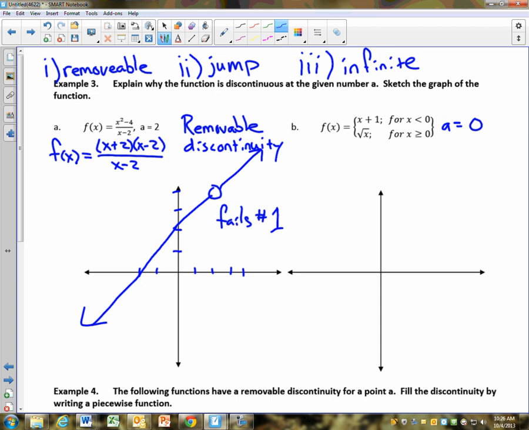All right, B, f of x is x plus 1 and square root of x. What kind of function do we call that? Piecewise. We graph each function over its given domain. Here, x is less than 0, so I graph x plus 1. Looks like this. Open or closed circle at the endpoint? Open circle right there.